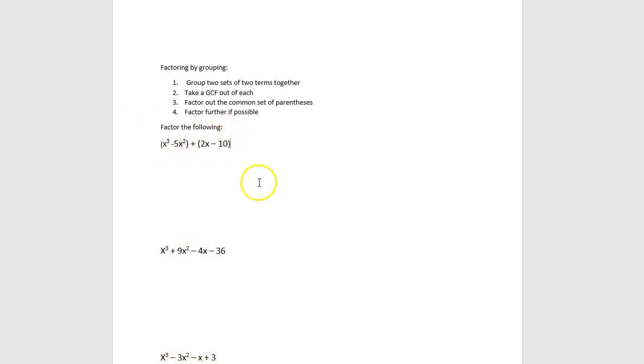All right, so we've done step one. We've grouped two sets of two terms together. Now we're going to take out a greatest common factor out of both sets of parentheses. So out of this set of parentheses, notice that they both have x's, and the smallest exponent is x squared. So I'm going to factor out an x squared out of the first set of parentheses. So we'll take that x squared out, and if I take our x cubed, I subtract 3 minus 2, I'm left with an x to the first power right there. And of course, if I take x squared away right here, I have a minus 5.